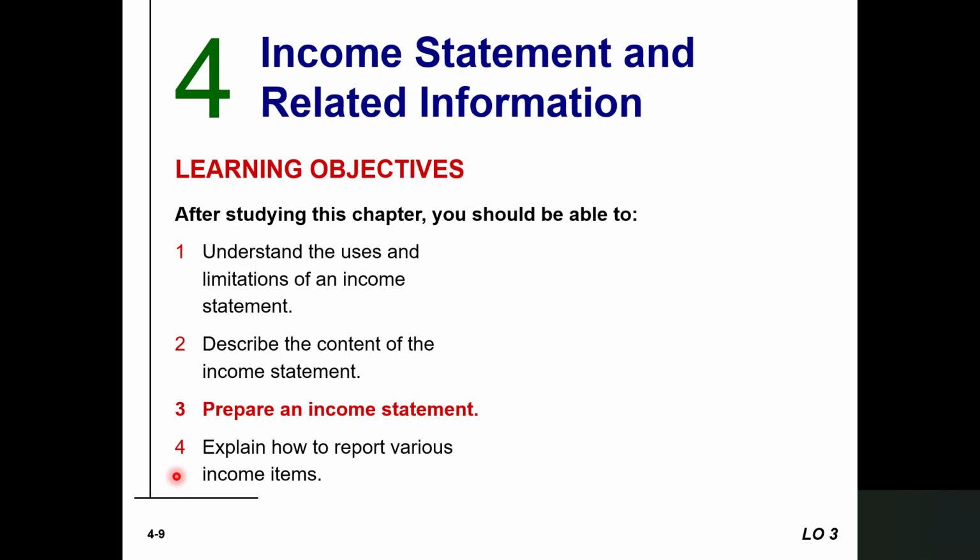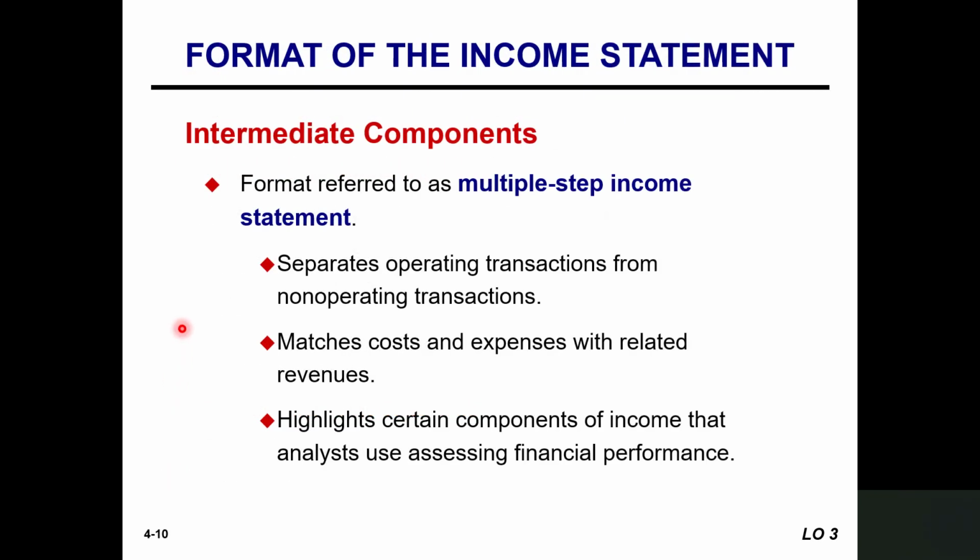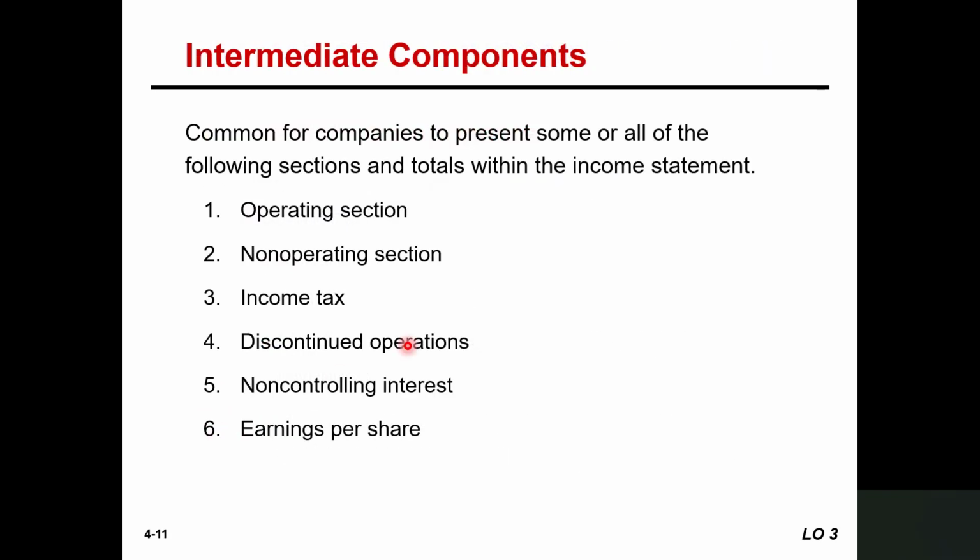Preparing an income statement. And so your intermediate components. The format referred to is a multi-step income statement. It separates operating transactions from non-operating transactions. It matches costs and expenses with related revenue, and it highlights certain components of income that analysts use in assessing financial performance. It's common for companies to present some or all of the following sections in totals within an income statement. So they normally have an operating section, non-operating section, income tax, discontinued operations, non-controlling interest, and earnings per share.